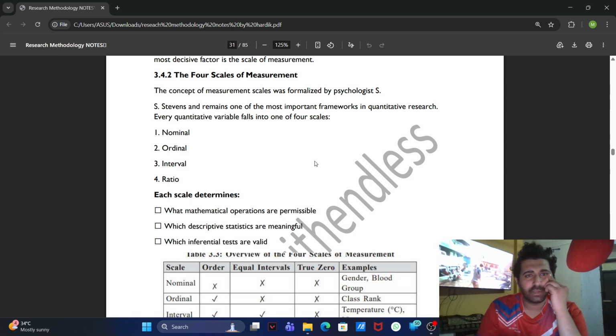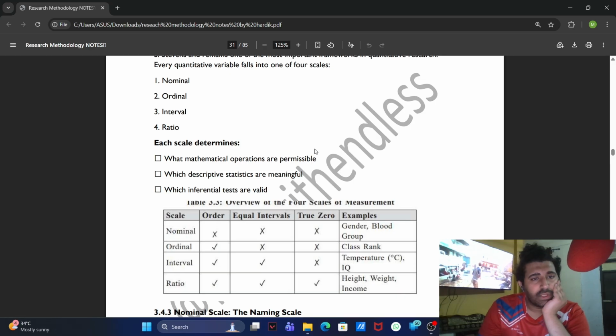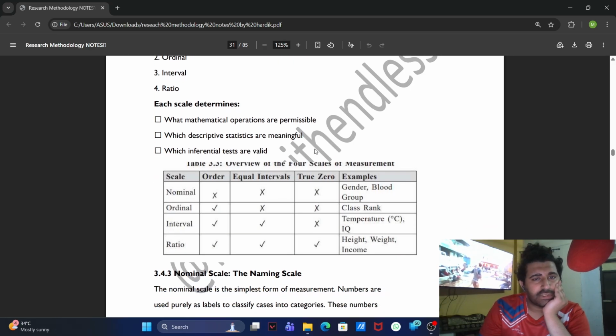The next topic, the four scales of measurement. The concept of measurement was formalized by psychologist S. S. Stevens and remains one of the most important frameworks in quantitative research. Every quantitative variable falls under one of these four categories: nominal, ordinal, interval, ratio. Each scale determines what mathematical operations are permissible, which descriptive statistics are meaningful, and which inferential tests are valid.